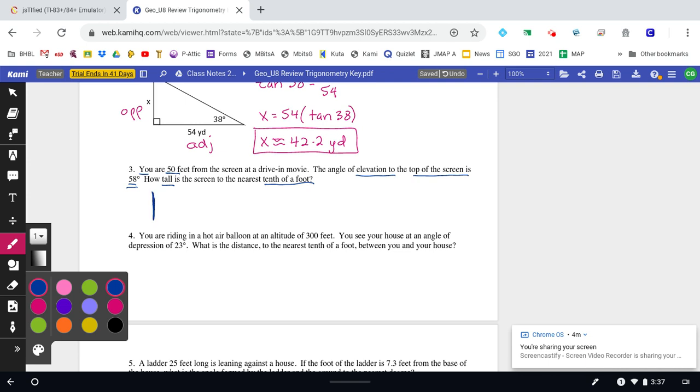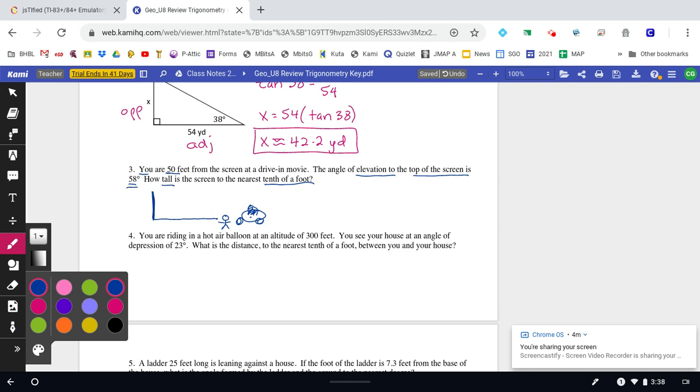All right, so here's our drive-in movie screen. Here's you, maybe next to your little car. I know everyone's very jealous of my artistry.